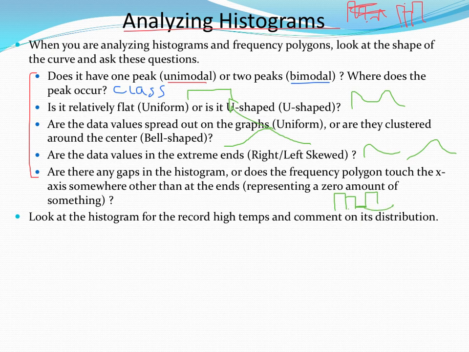That's considered a gap. And now what I want you to do is look at the histogram for the record high temps and then comment on its distribution. So go back to our very first example where we had our histogram, and comment on its distribution. Is it relatively flat? Where does the peak occur? How many peaks are there? Are there extreme ends? Is it bell-shaped? These are all the questions that you should be thinking about when you go to make comments on its distribution. Go ahead and pause because I'm going to put the answer up in a few minutes.